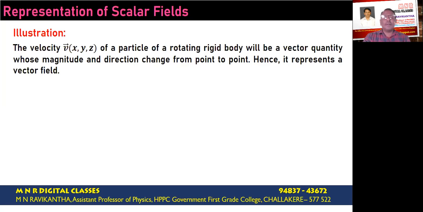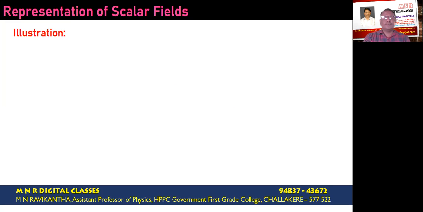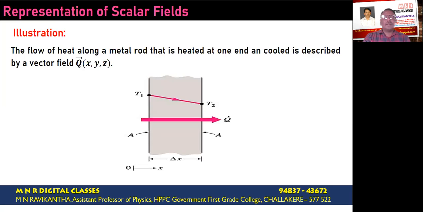Now let us consider one more illustration: the velocity of a particle of a rotating rigid body. We know that the velocity of a rotating rigid body is a vector quantity whose magnitude and direction change from one point to another. Therefore, it represents a vector field. Observe here, as it rotates, the direction changes continuously. So the velocity of a rotating body represents a vector field. This we already discussed in the previous session.